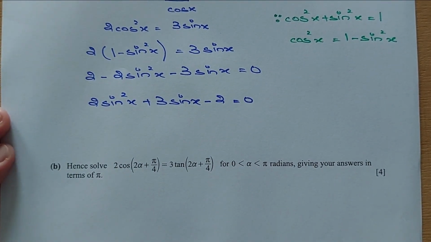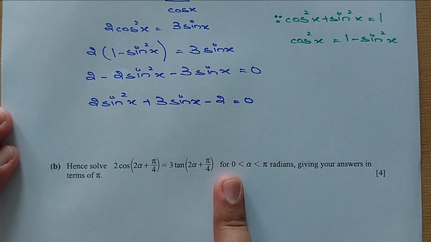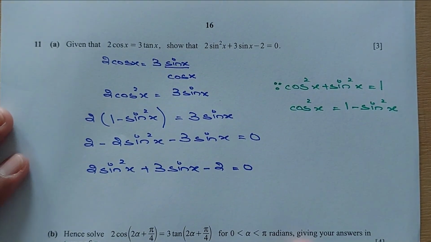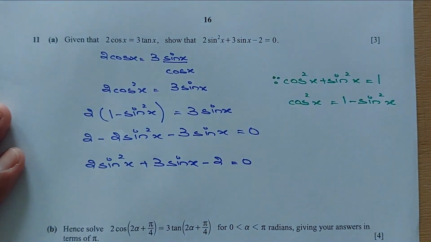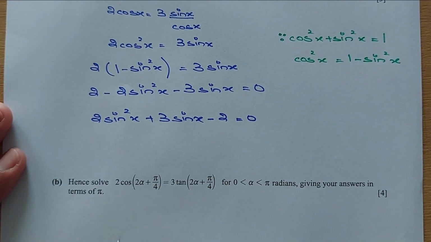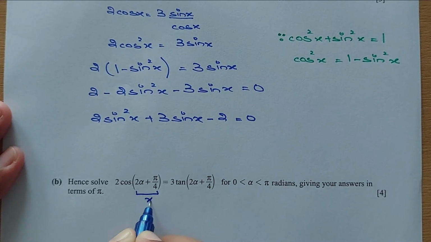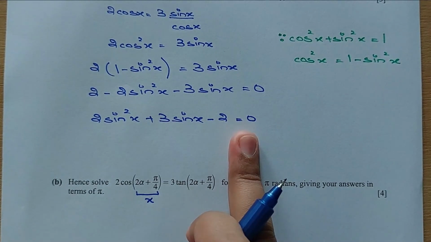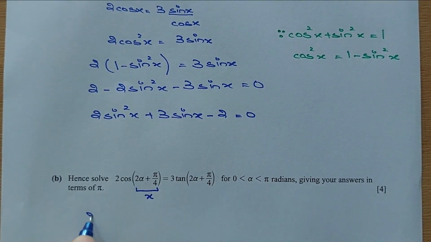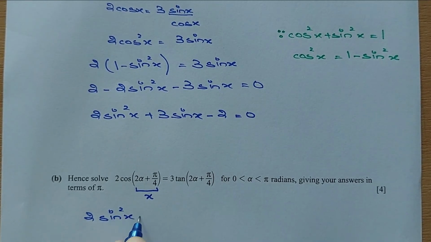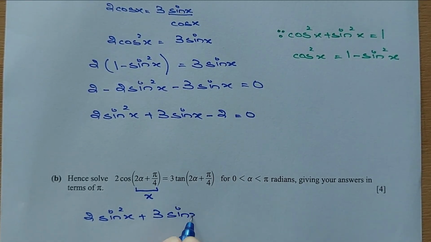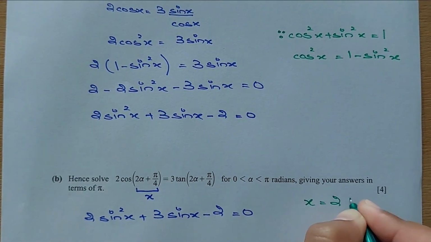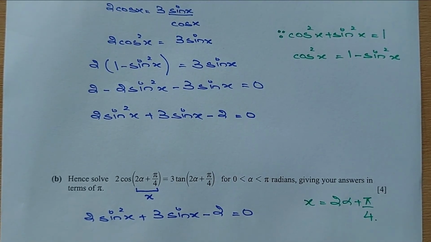Now for the b part, hence solve this equation for alpha between 0 and pi radians, giving your answer in terms of pi. Okay, so before, you can see that we have 2 cos x equals 3 tan x, and here we have 2 cos, this term is x, basically this is the x, right? Okay, so we know that this equals this, basically equivalent to that term. So if I use 2 sine square x plus 3 sine x minus 2 equals 0, we can say x equals 2 alpha plus pi by 4. We can substitute the x value at the end, right?